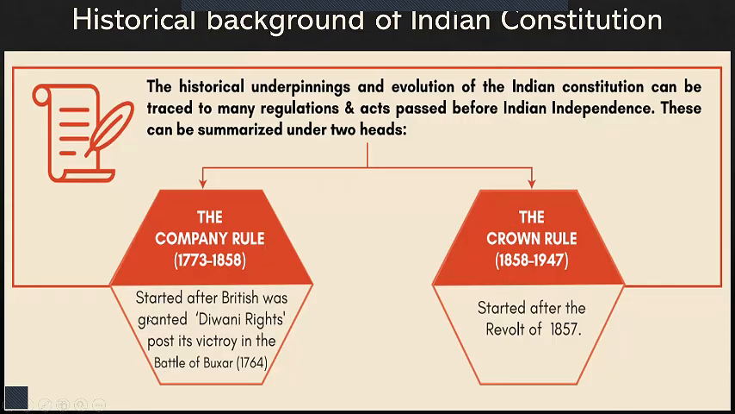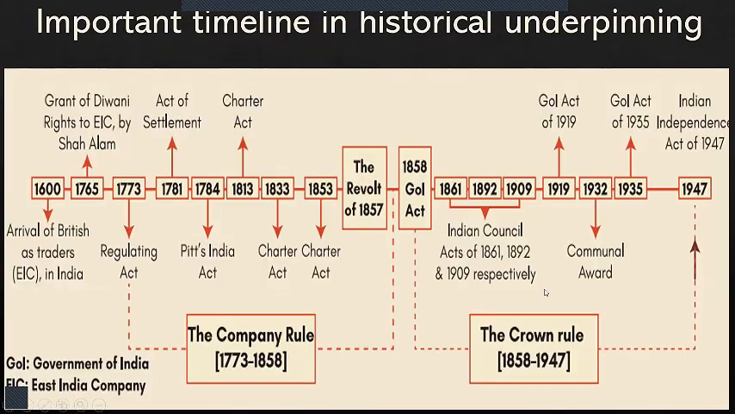The Company Rule that started after the British was granted Diwani rights post its victory in the Battle of Buxar, which we have seen, in 1764. And in 1765, they gained all these Diwani rights, the administration and territorial power over the areas. Second is the Crown Rule, started after the revolt of 1857. After the revolt of 1857, the Company was not able to run properly, so the Crown took over.